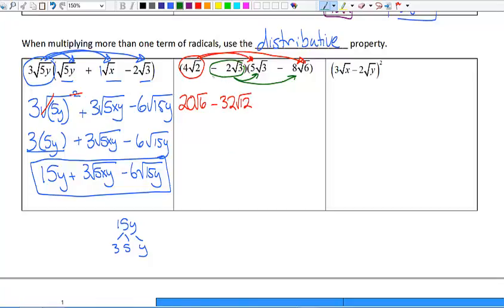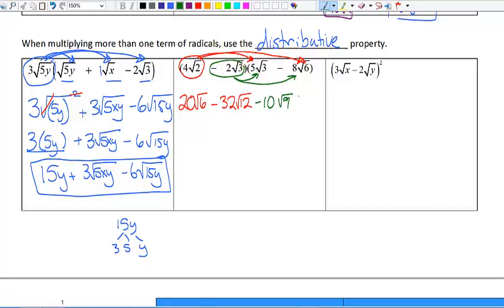Let's move on to the green. Make sure that you remember that the negative is stuck to the term behind it, so when you distribute the 2 root 3, you're also distributing the negative. So negative 2 root 3 times 5 root 3 is negative 10. Multiply the outsides.